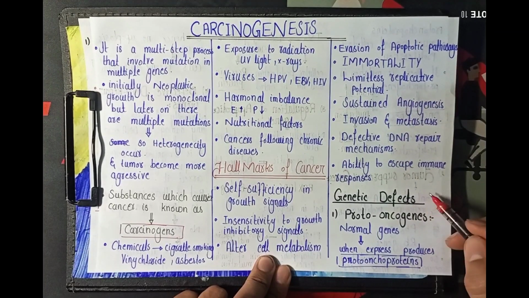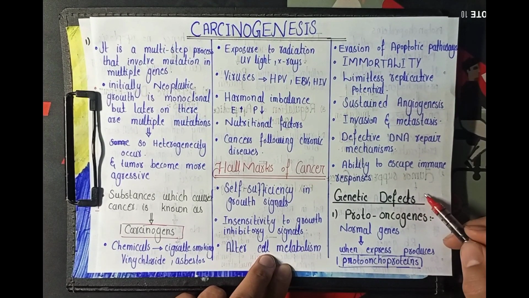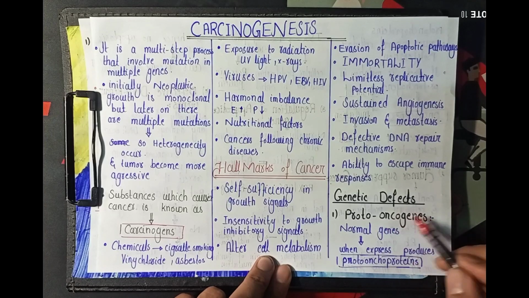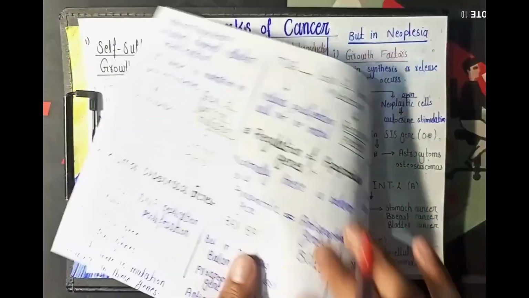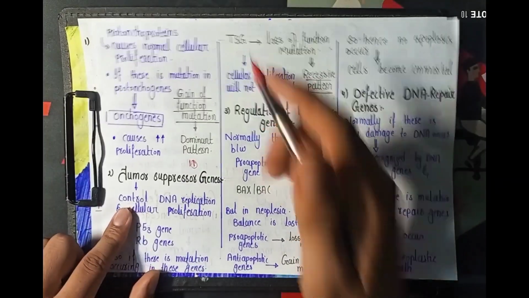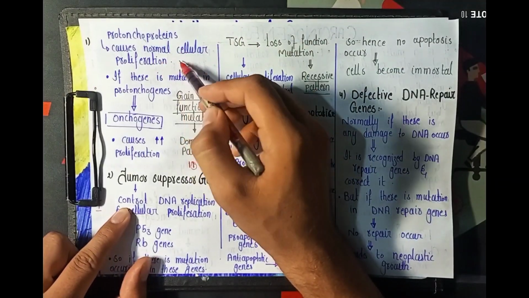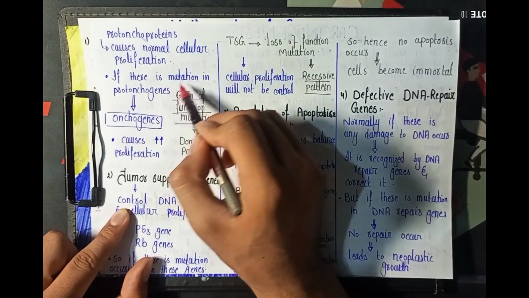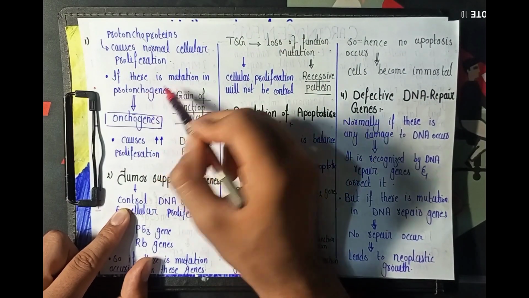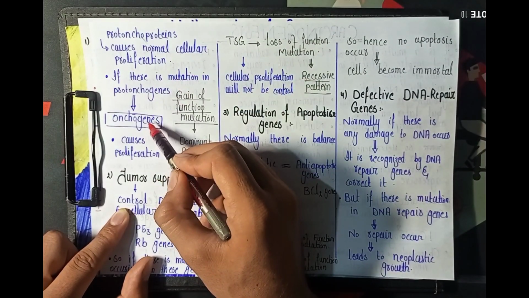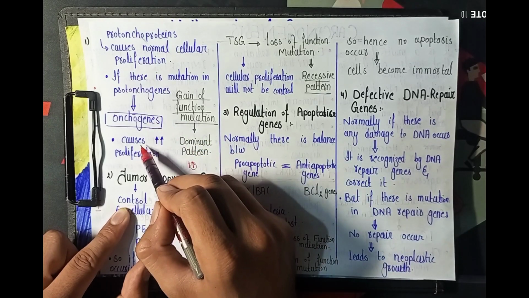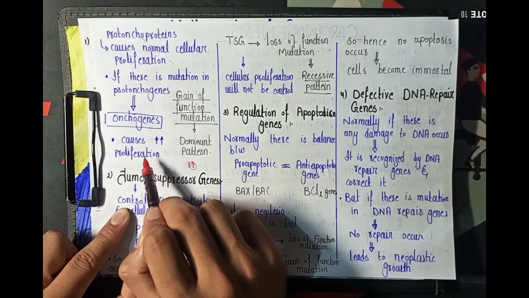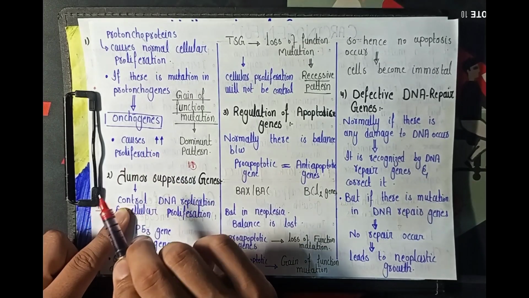अब बात करते हैं about the genetic defects and cancer, the genes involved in cancer. So the first one is the proto-oncogene. Proto-oncogenes are normal genes, and when these genes express, they produce proto-oncoproteins, and these proto-oncoproteins cause normal cellular proliferation and DNA replication. But if there is mutation occurring in these proto-oncogenes, they are converted into oncogenes, and the oncogenes are carcinogenic in nature, and they cause increase in the proliferation of the cell, and hence they lead towards neoplastic growth.